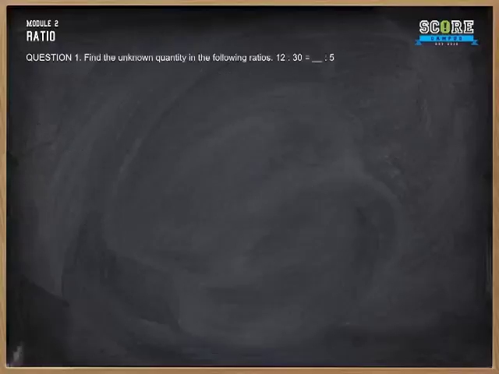Question 1, students, find the unknown quantity in the following ratios. 12 is to 30 equals to dash is to 5. Okay, this one is really easy. We just have to learn how to set it up nicely so that you can follow the same concept for all the other problems that are similar. So let's write down 12 is to 30. And right below that, we write down dash is to 5.